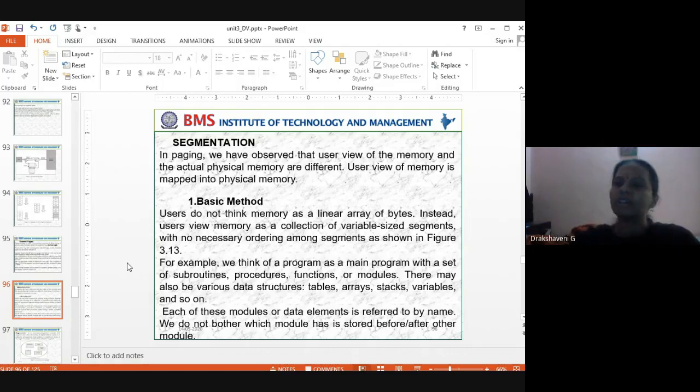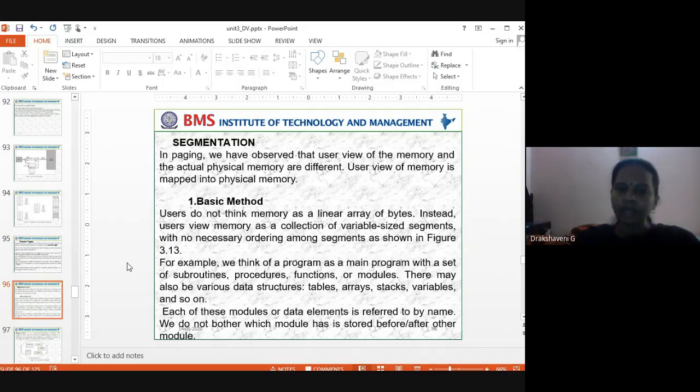What is the difference between structure and union? Structure is fixed. Whatever size is given, integer 2 bytes, float so much, it will add everything and fix so much memory. What is union doing? Whichever is the bigger size, only that one will be used. In the same way here also, variable size means based on what size of memory you want, you can vary, with no necessary ordering among segments as shown in the figure. We'll see the figure in the next slide.